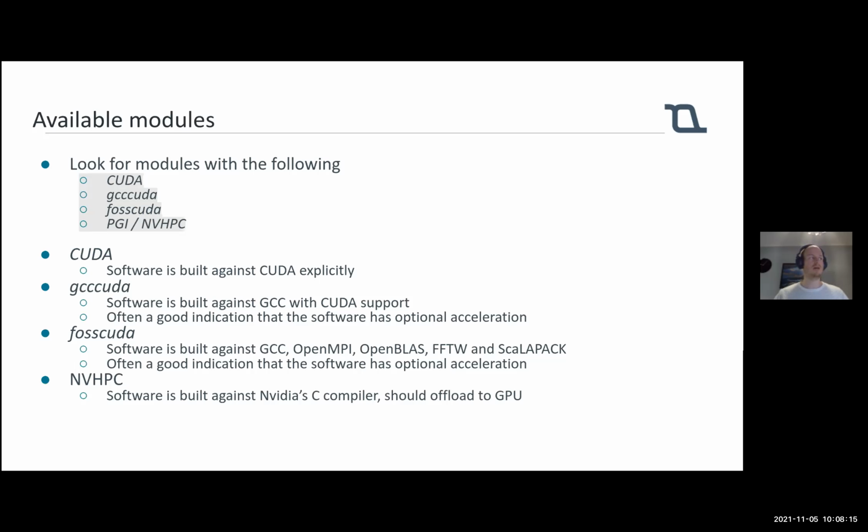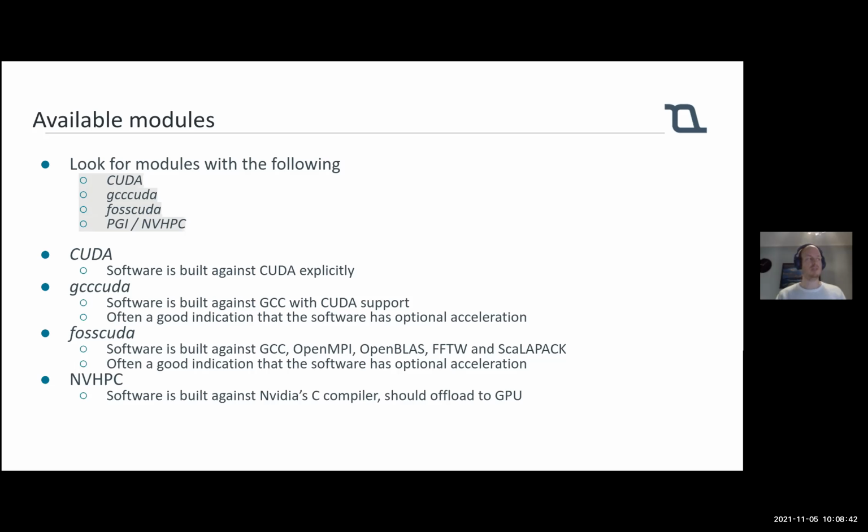So what are the available modules in the module system? Well, I'm not going to list all of them because that will probably be too many, but I tried to isolate some of the tool chains that you should look for when looking for software. And the most important tool chain that you should look for is, of course, the CUDA tool chain.